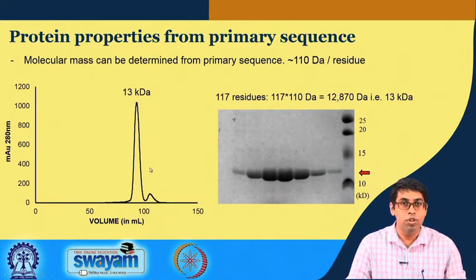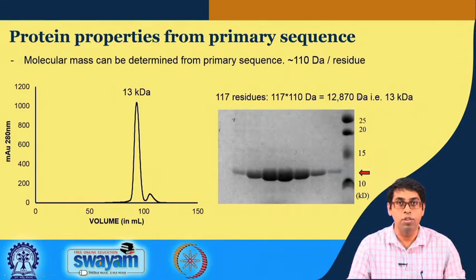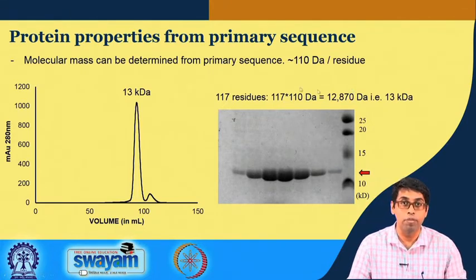Now, using two techniques, size exclusion chromatography and SDS-PAGE gel electrophoresis, we can determine the purity as well as whether we have the correct protein. You have already seen these two techniques. In size exclusion chromatography, our protein of interest is 13 kilodalton because it has 117 residues, and multiplying by 110 Dalton, the expected mass is around 13 kilodalton.